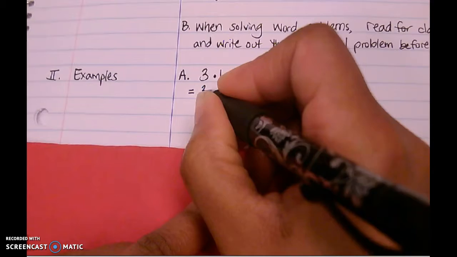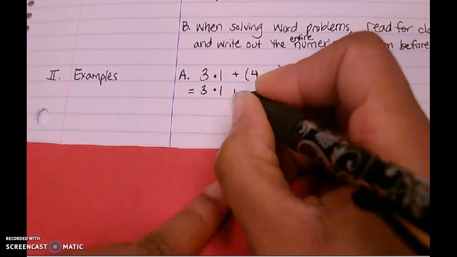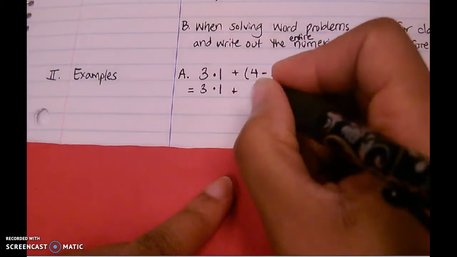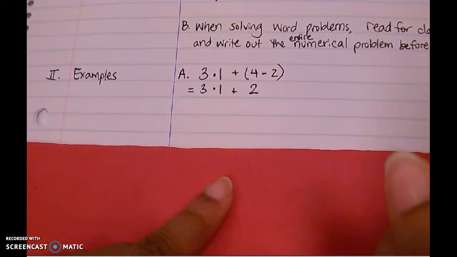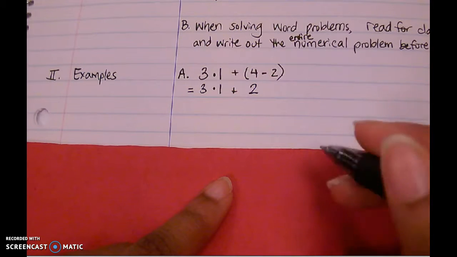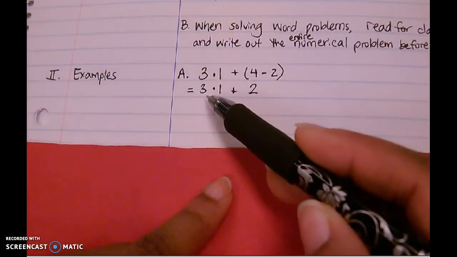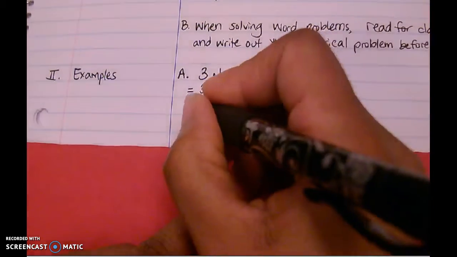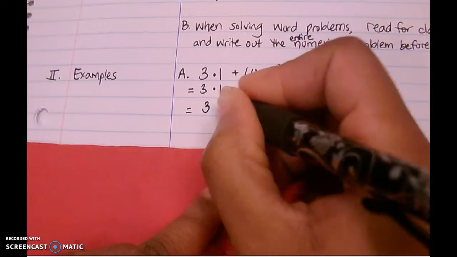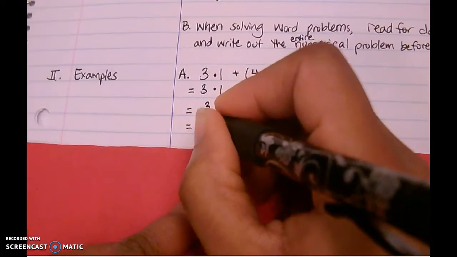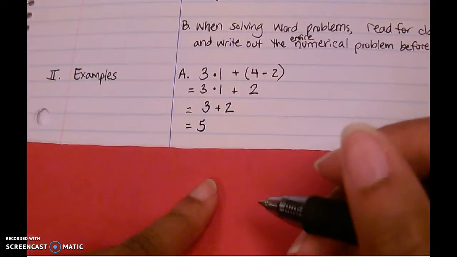I'm going to bring down 3 times 1 plus, and then I'm going to solve what's in the parentheses. 4 minus 2 is 2. That's it. Okay? Then I'm going to go to the next step. All right? I don't have any exponents, but I do have a multiplication problem, which I'm going to solve now. 3 times 1 is 3. Bring down my plus 2. And then finally, 3 plus 2 equals 5. My final answer is 5.